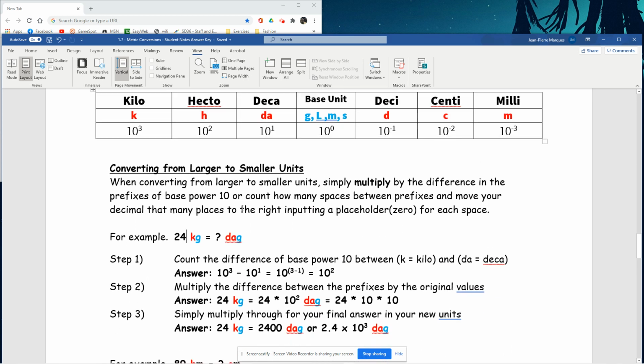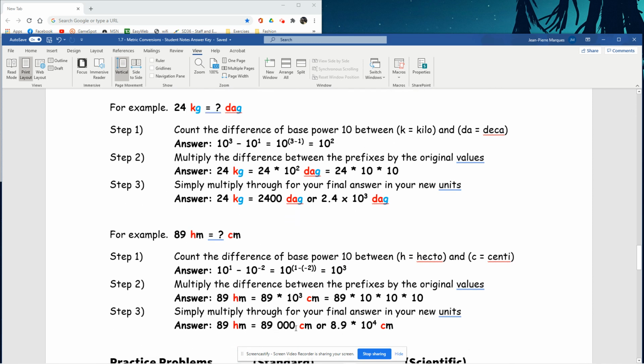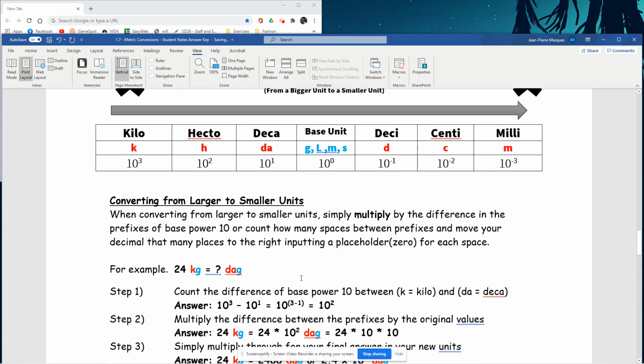Hecto to centi. Hold on, make sure I got it right, to centimeters, right? 1, 2, 3, 4. That should be 4 zeros. Oops, I made a mistake down here. Good thing I caught it. 1, 2, 3, 4, 5. Okay, there we go. Let's change that. Okay, and so it's a lot easier way to do it.